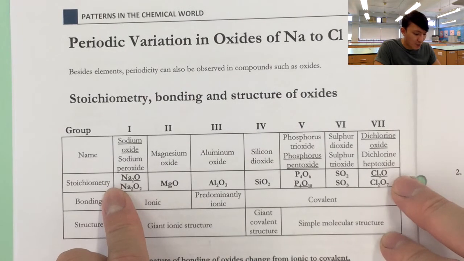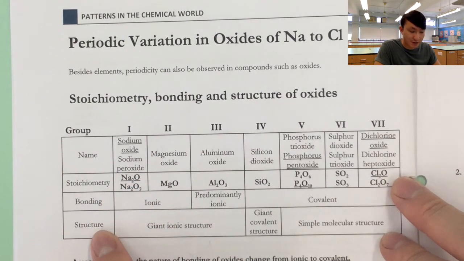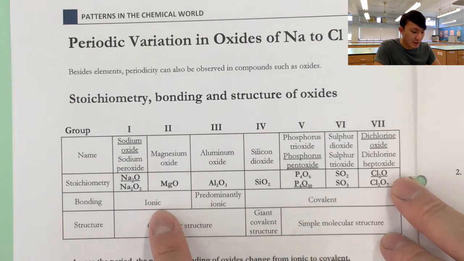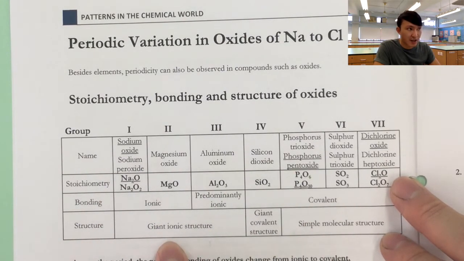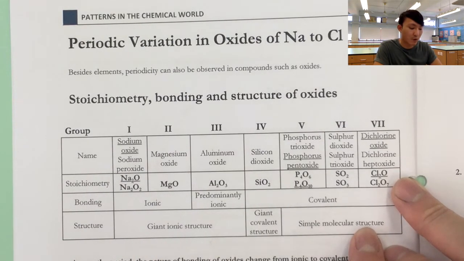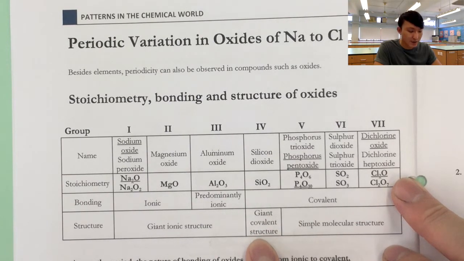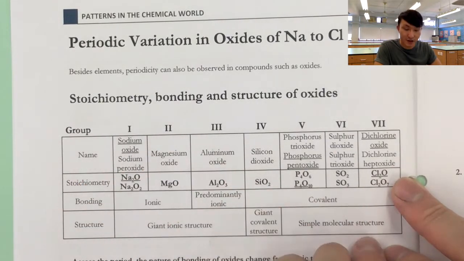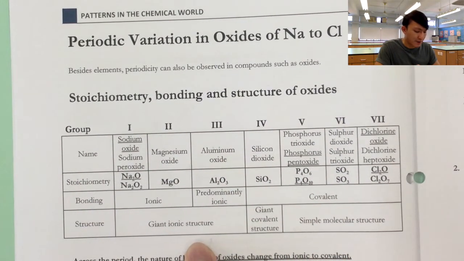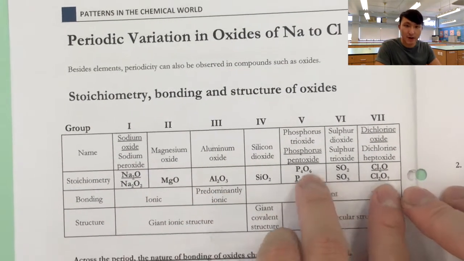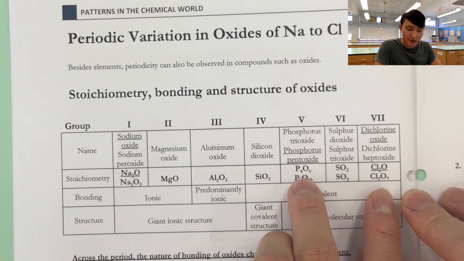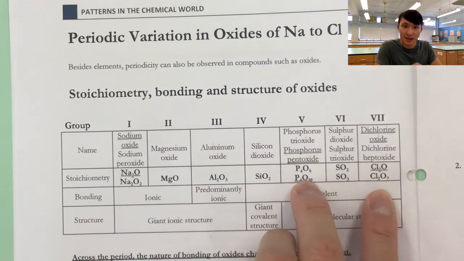Now, first of all, I want you to look at the bonding and structure. This time, you notice that from left to right, the oxide changes from ionic to covalent, okay? And for the structure, obviously, it changes from giant ionic structure to simple molecular structure. And we have one example, silicon dioxide, that has a giant covalent structure. Okay, so you see the periodic trend, the periodic variation. Now, here, the question is, why are the metal oxides ionic, whereas the non-metal oxides are covalent? Actually, it has to do with the electronegativity.